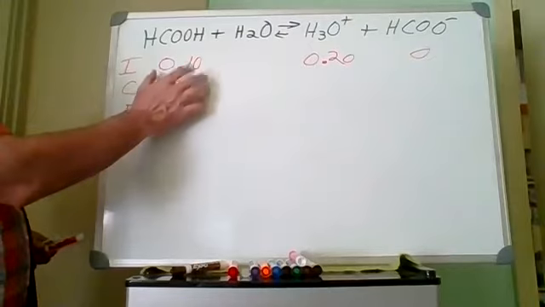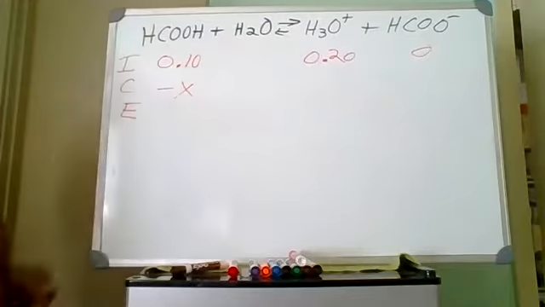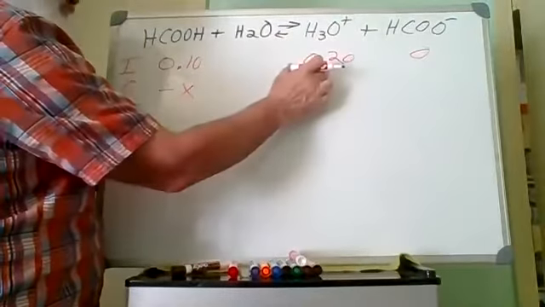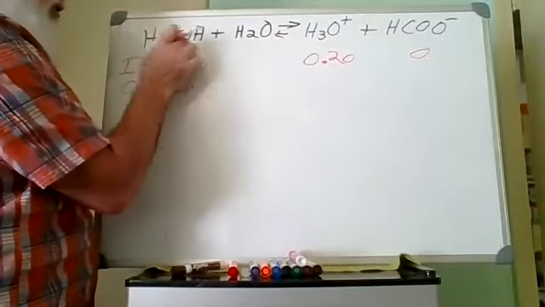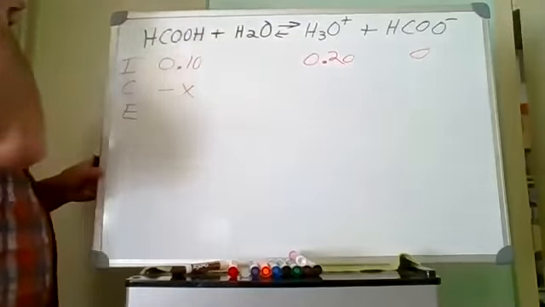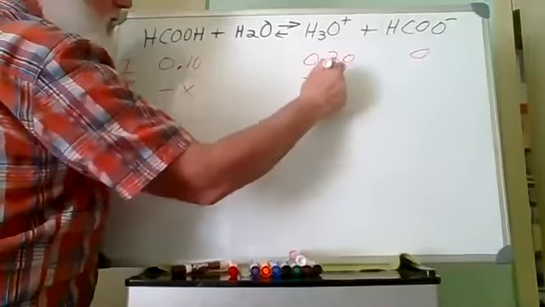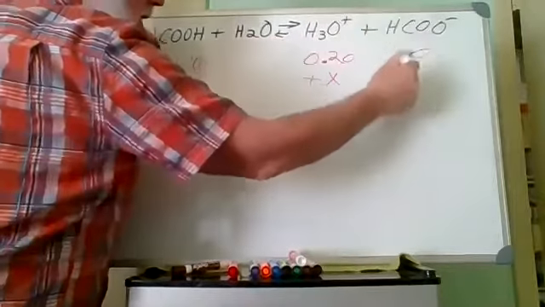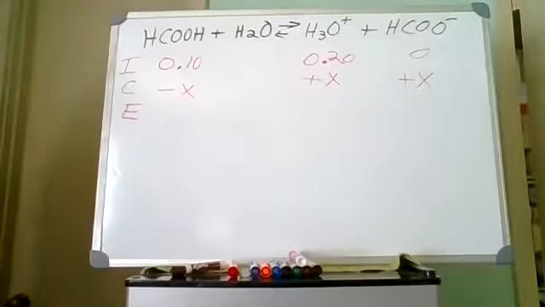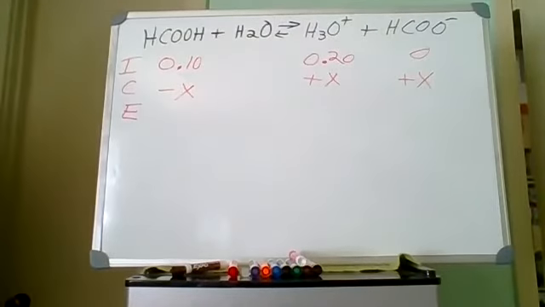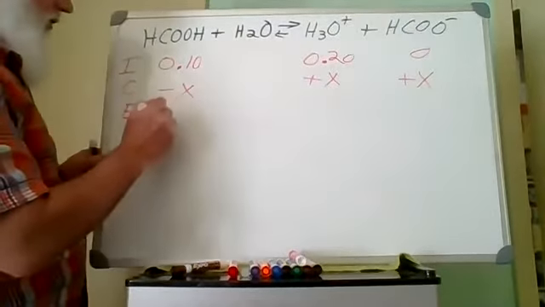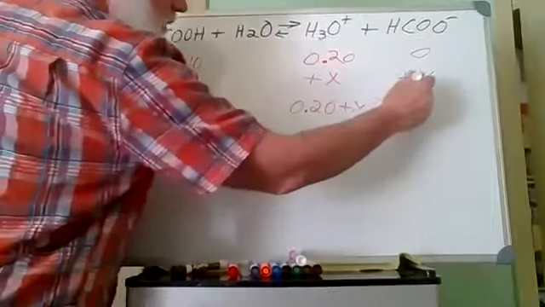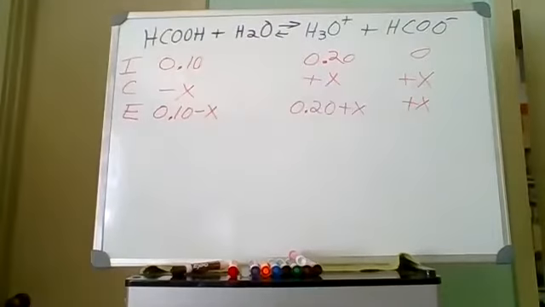Well, some of our formic acid is going to dissociate, so we're going to lose X amount of that. Now, when this dissociates, it gives us hydronium ion. We already started out with 0.20, but now we're going to add some hydronium ion from dissociation of the formic acid, so I'm going to write +X here. And of course, for every molecule of formic acid that dissociates, you get both a hydronium and a formate anion, so I'm going to write +X there. Then at equilibrium, we just add the two together: 0.10 minus X, 0.20 plus X, and plus X. So there's our ice table.